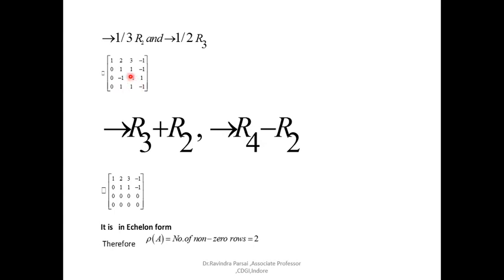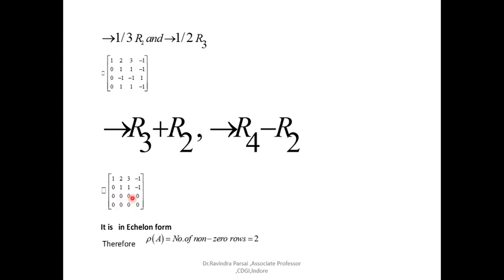Now the next objective is to introduce zero rows. With the help of this second pivot element you will make the elements below to 0. On applying R3 plus R2 and R4 minus R2, the first row is as it is, the second row is as it is, with changes in the third row and the fourth row, which become 0 0. So this form is called an echelon form of the given matrix.